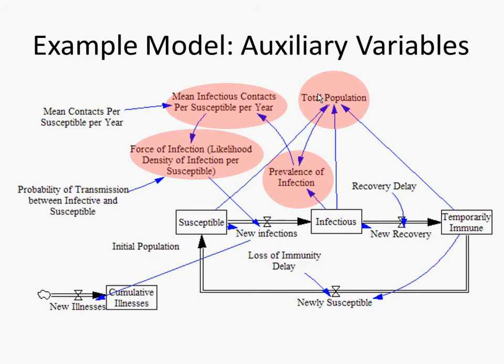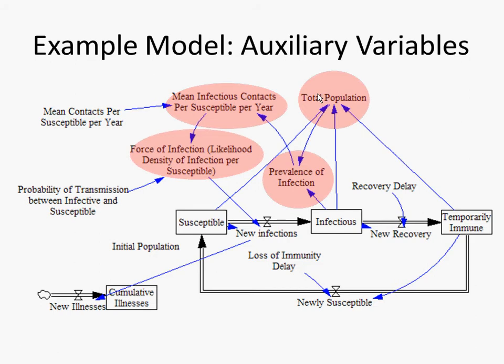Giving names to things is extremely important to help understanding. And so what we do, rather than every time we need to refer to prevalence of infection just substituting this formula, infectious divided by susceptible plus infectious plus immune, we instead give it a nice name. We call it prevalence of infection. And we give the total population a nice name called total population, and that's susceptible plus infected plus temporarily immune. It's just a name for that expression. It's a name for that formula.